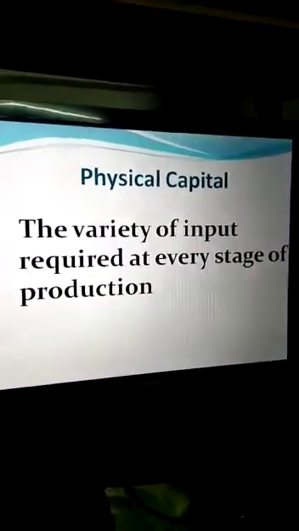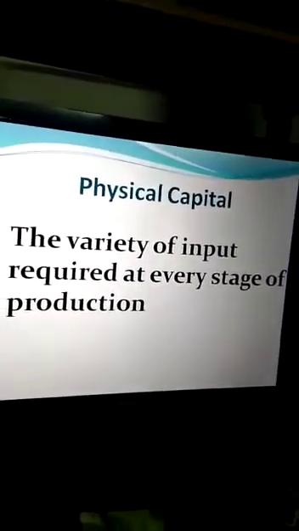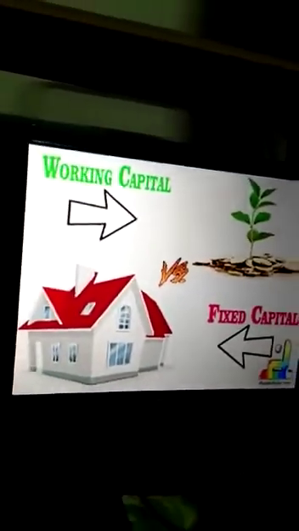Then physical capital, the third important factor of production. The variety of inputs required at every stage of production, what we input into the production process, is physical capital, and it can be of 2 types, fixed and working. Fixed capital means buildings and machines, which once you buy are not changing; they are fixed. And some is working capital.